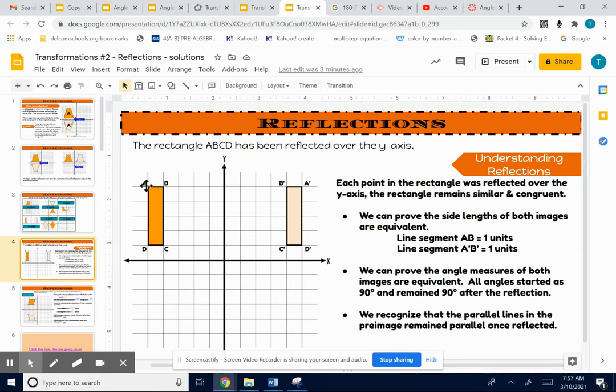For example, AB is 1 and A prime B prime is 1. They're both one space. You can tell the angles stay the same. You started with 90-degree angles in all four corners, and you ended up with all 90-degree angles. We also notice that parallel lines in the original shape remain parallel when you flip it. So try that on the next slide. Before you look at my answers, try it.